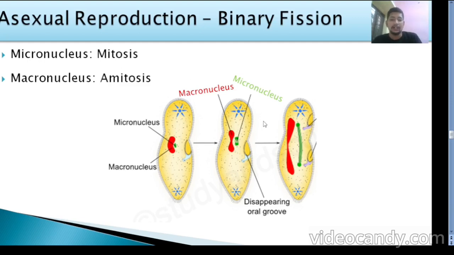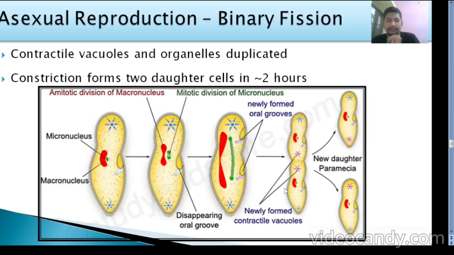You can see the diagram now. The micronucleus is undergoing the different stages of mitosis, that is prophase, metaphase, anaphase and telophase, and it gives rise to two micronuclei. At the same time, the macronucleus also undergoes amitosis and produces two daughter macronuclei.